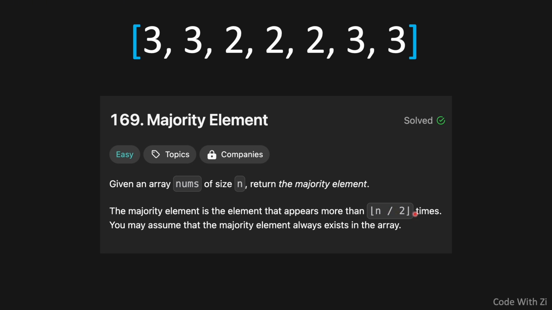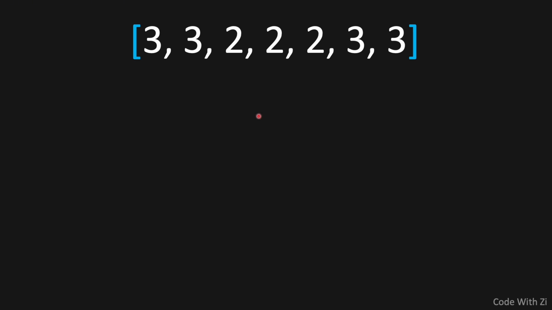So for example, if n is 4, it appears more than 2 times. And we also assume that the majority element always exists in the array. Alrighty, let's see how you can solve this.